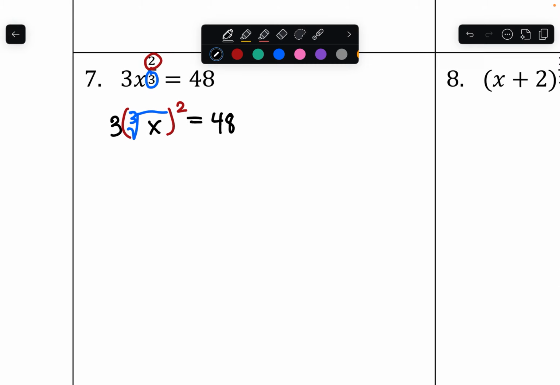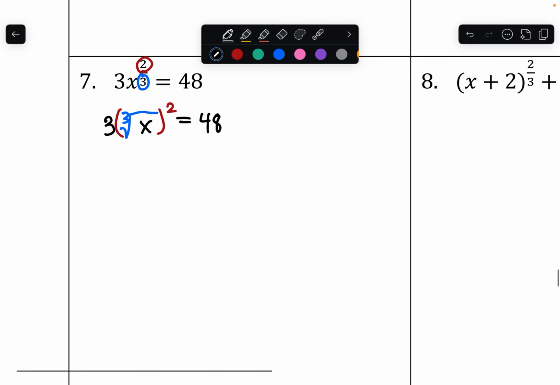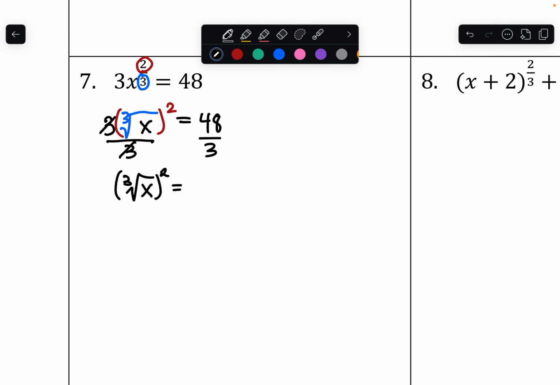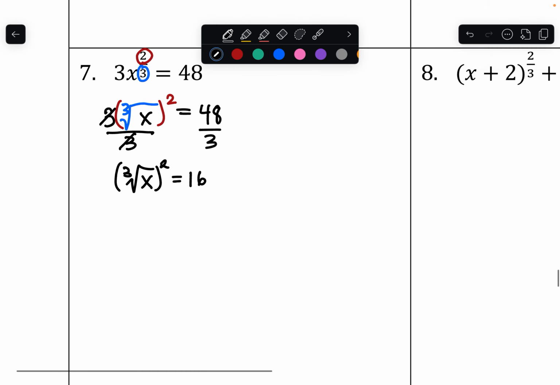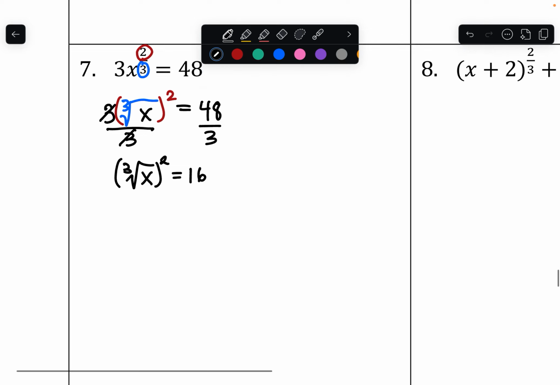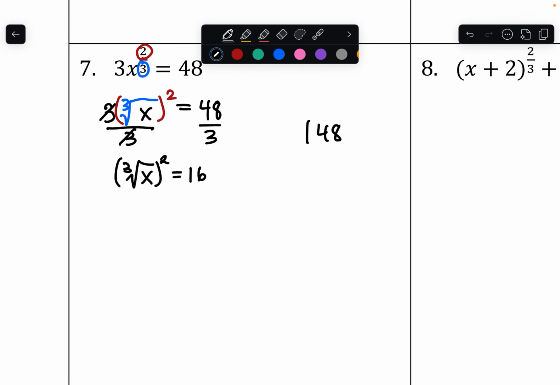And so it's easiest to take care of it one at a time so you can really be careful if you have extraneous solutions or if you're using the square root property. And so it's easy to get lost in the process. So here we still need to divide by 3 first. That's outside. And 48 divided by 3 is 16. I'm going to check that.